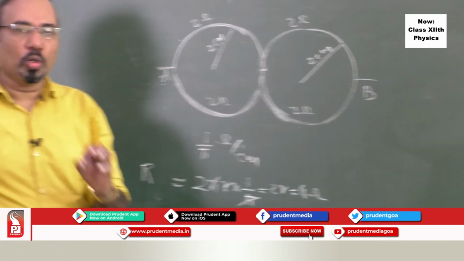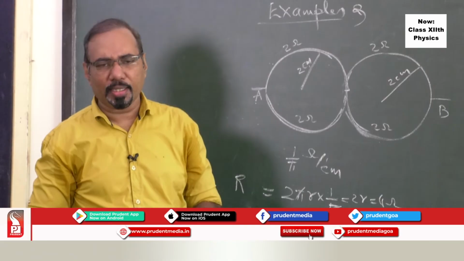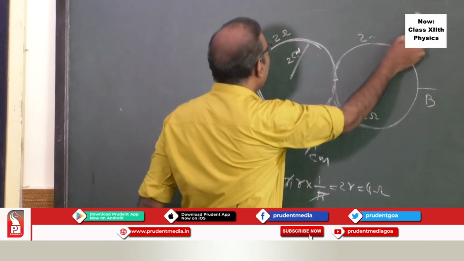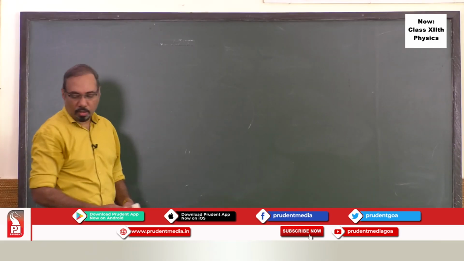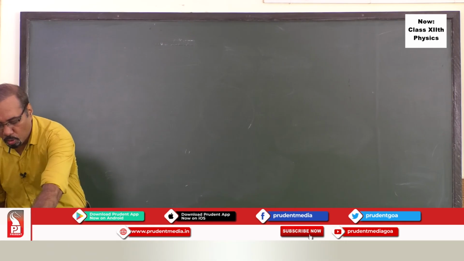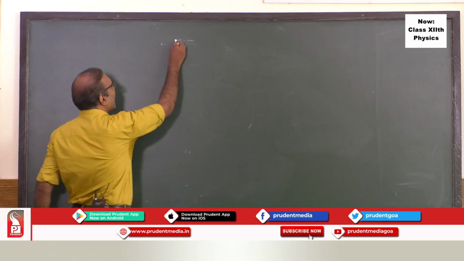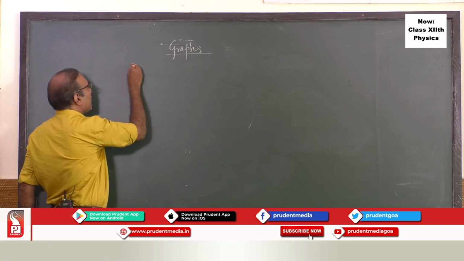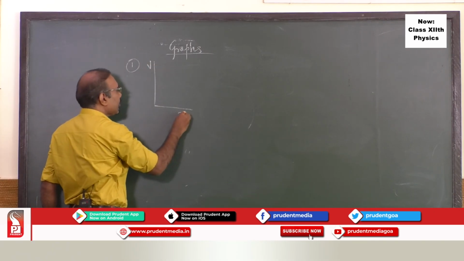Now, let's go through the graphs that come under this particular chapter. There are various graphs that could be understood in this chapter. Let's take up some graphs to understand the concepts. Okay? The first graph which you must have encountered is voltage versus current.